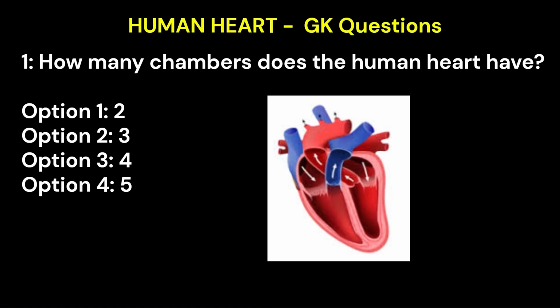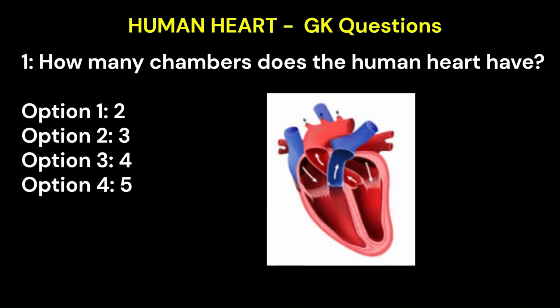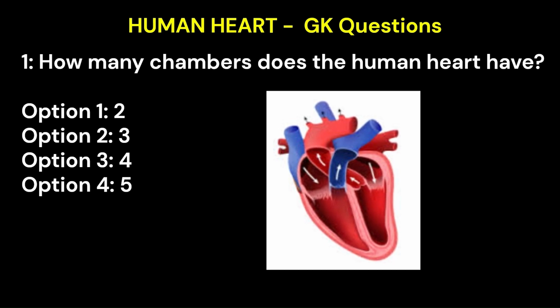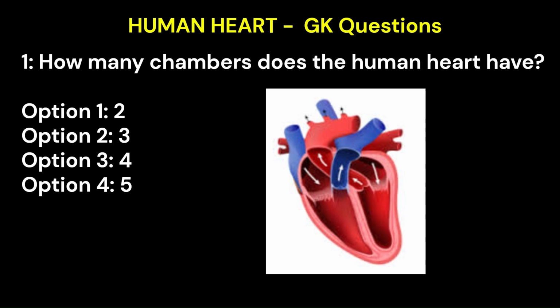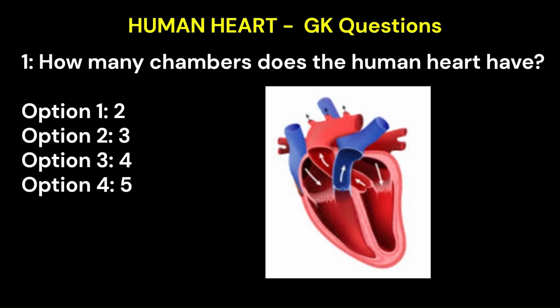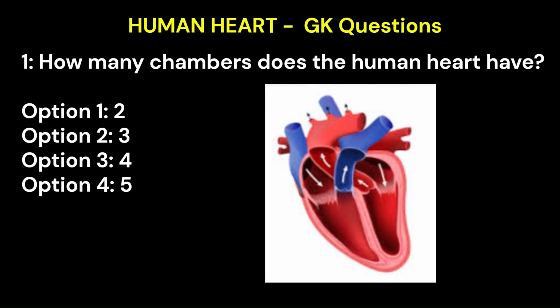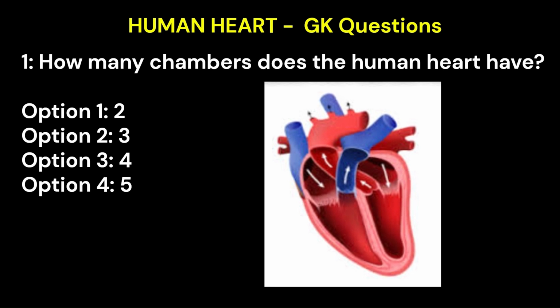Question number 1. How many chambers does the human heart have? The options are Option 1, 2; Option 2, 3; Option 3, 4; Option 4, 5. The correct answer is 4.